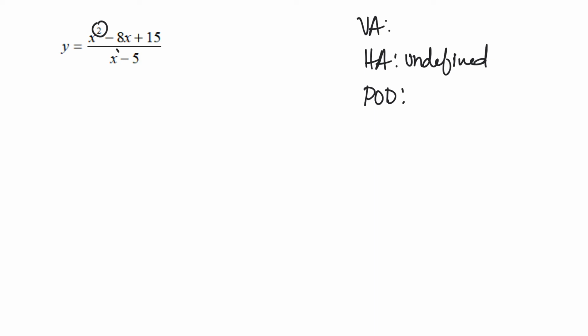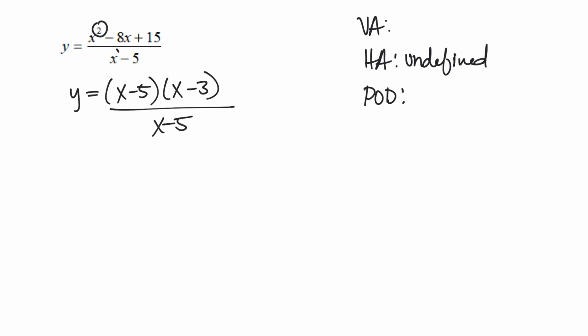Okay, so to find my VA and my POD, I would have to factor. So I have y is equal to x minus 5 and x minus 3 over x minus 5. So these would cancel, and that is what's going to give me my POD. So x minus 5 is equal to 0. So x is equal to 5. So that's my POD. My VA, however, there is nothing left in the bottom, right? So there's nothing left to make that denominator 0, which means there is no vertical asymptote.